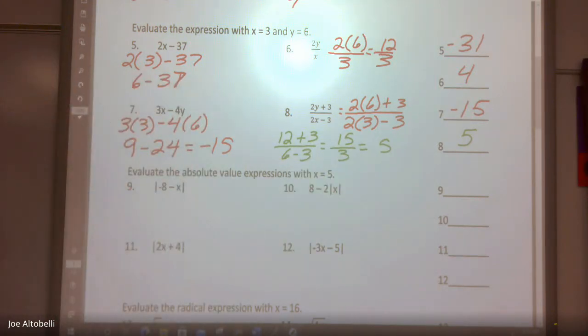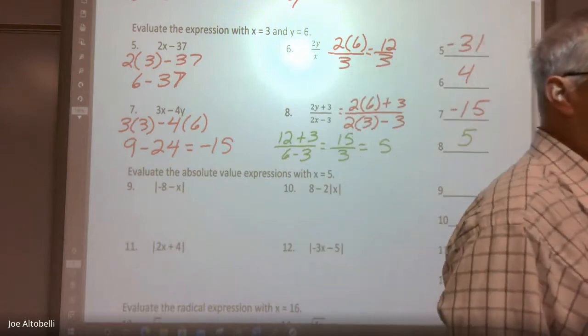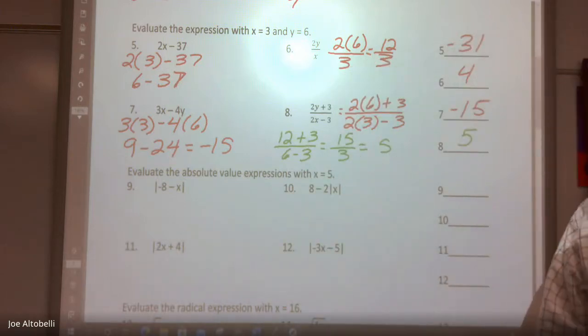Number 9, absolute value. Remember, absolute value is always positive. Thank you. When you do the absolute value, the action of absolute value is positive. Go ahead, number 9.